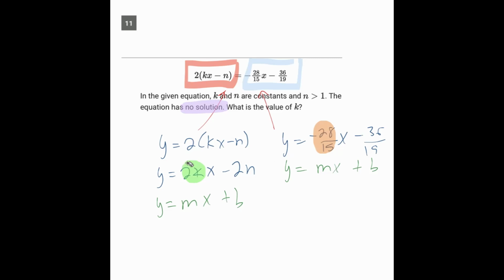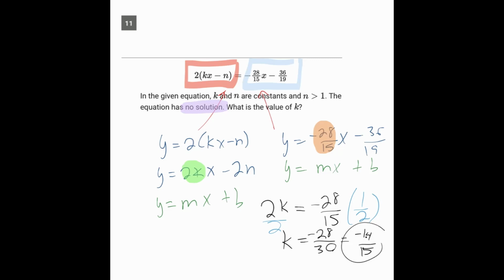So we're going to take our two slopes, 2k and negative 28 over 15, and set them equal. 2k equals negative 28 over 15. By the way, dividing by 2 is the same as multiplying by 1 over 2. So right now, we just did the same thing to both sides of this equation. k equals negative 28 over 30, which simplifies to negative 14 over 15, and that is our answer.